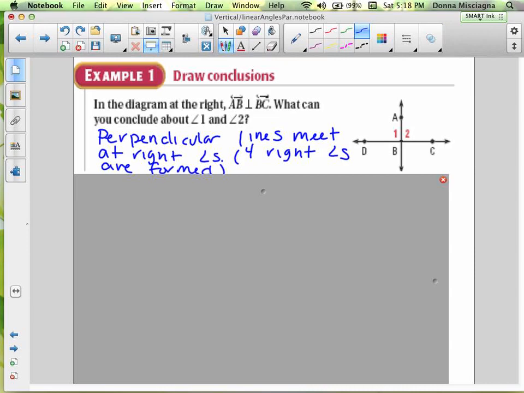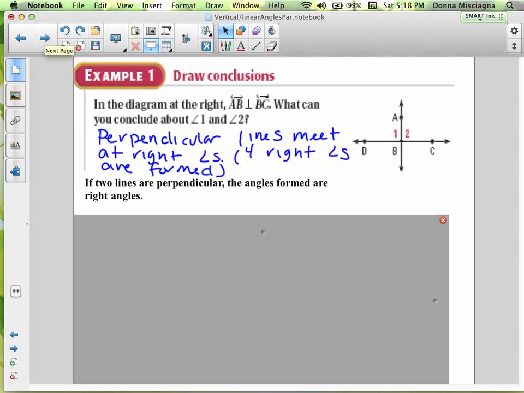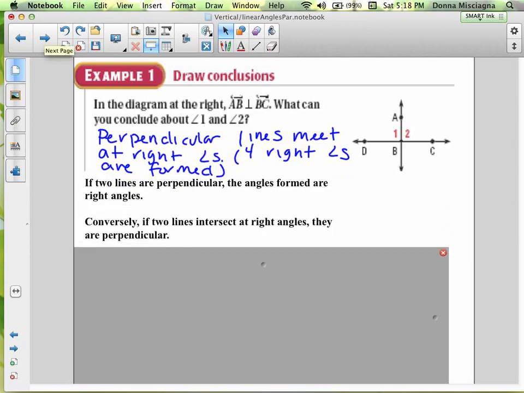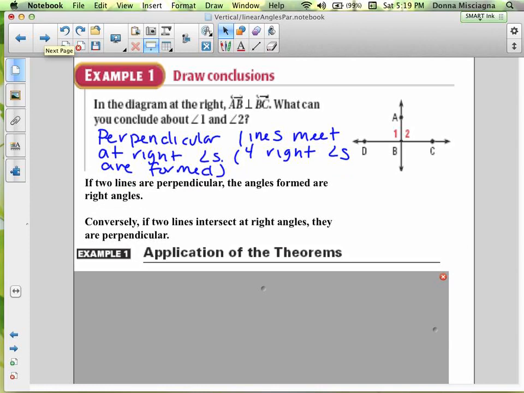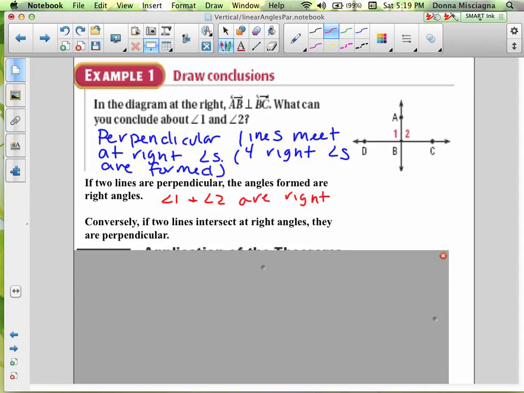So what would be a good conclusion about angle 1 and angle 2? All right, so if two lines are perpendicular, the angles formed are right angles. Conversely, if two lines intersect at right angles, they're perpendicular. Right, so that does work both ways. Before I move that down, what we should conclude is that angle 1 and angle 2 are right angles. And we know that because perpendicular lines meet at right angles.